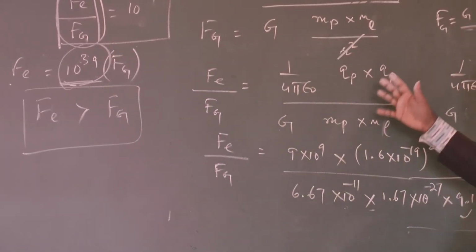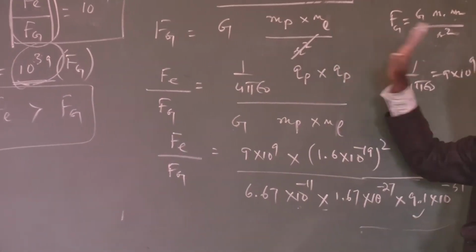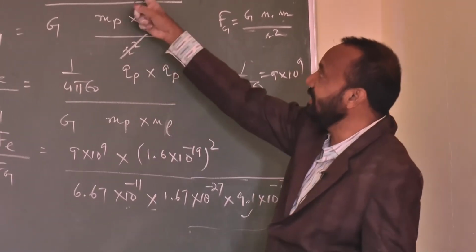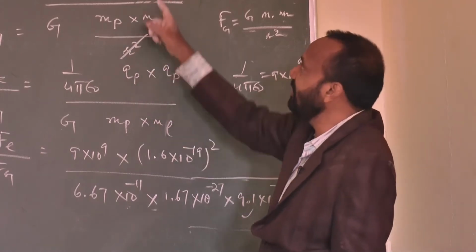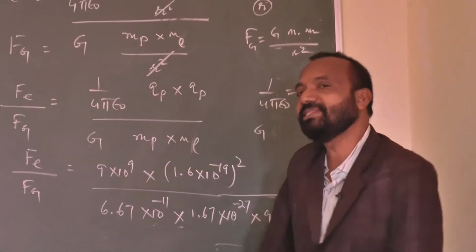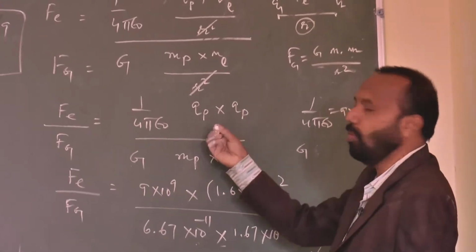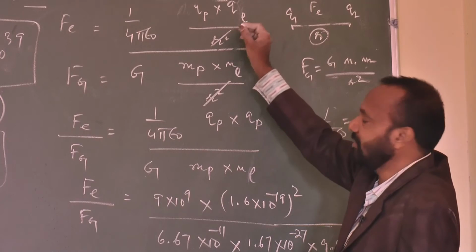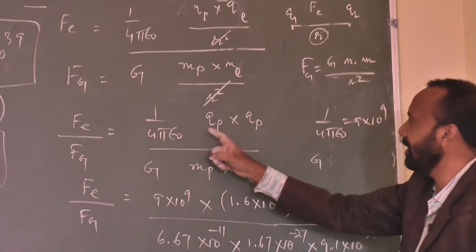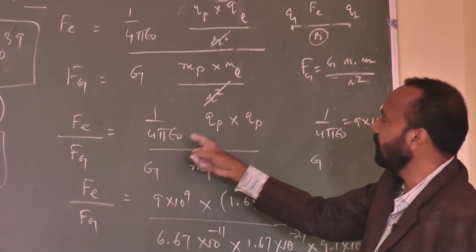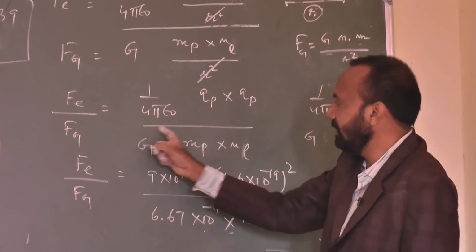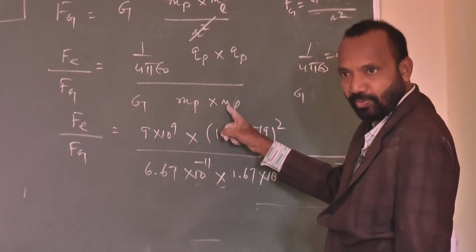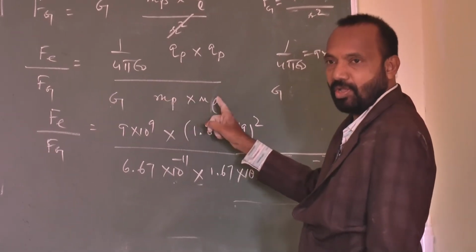So whatever doubt, I hope it is clear. Is there any doubt? Here r square cancels. I am repeatedly telling that r square cancels, that is why we are taking 1 and 1; after cancelling, in the denominator there will be nothing. So directly I can write that F is equal to 1 by 4 pi epsilon naught Qp into Qp, divided by G Mp into Me in the case of proton and electron. Mp is the mass of the proton, Me is the mass of the electron.